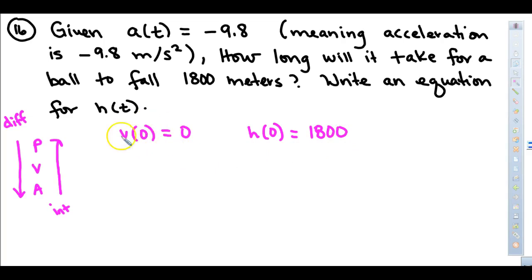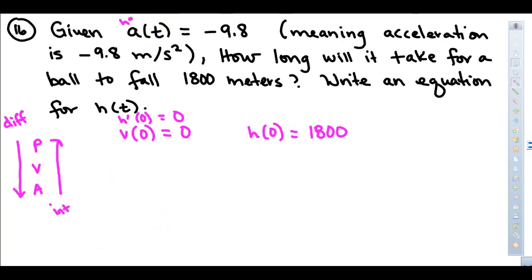So here's your ordered pair for your first derivative, and here's your ordered pair right here for your second derivative. Because this is the same thing as h prime of 0 is 0. And of course, a is your h double prime. So we've got what we need to know right here.